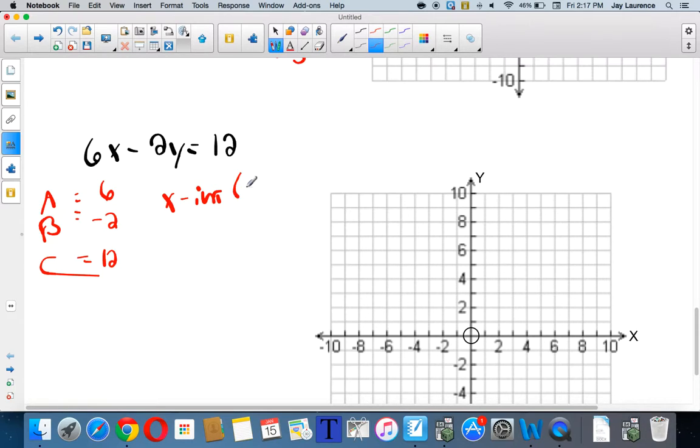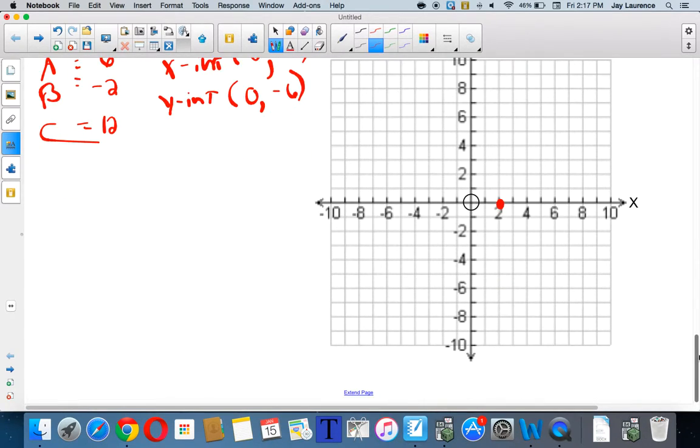And the x-intercept in this case, why don't you pause the video, see if you can figure it out. The x-intercept should be 2, 0. Yeah, same as last time. That's just a coincidence, by the way. All right, the y-intercept. Go ahead and pause the video, see if you can figure out the y-intercept. The y-intercept is going to be 0, negative 6, I believe, because it'll be c divided by b. So 12 divided by negative 2 is negative 6.